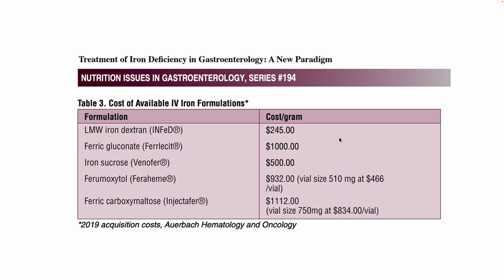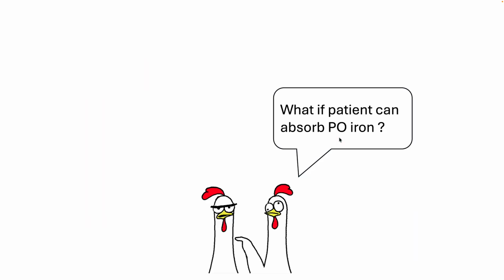This is the average cost of IV iron. The cost of IV iron sucrose runs about $500. However, if your patient can use the GI tract, this would be the preferred route.